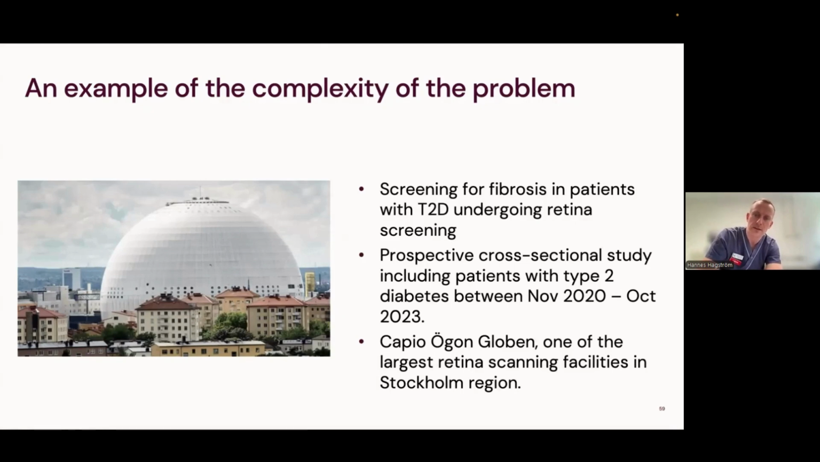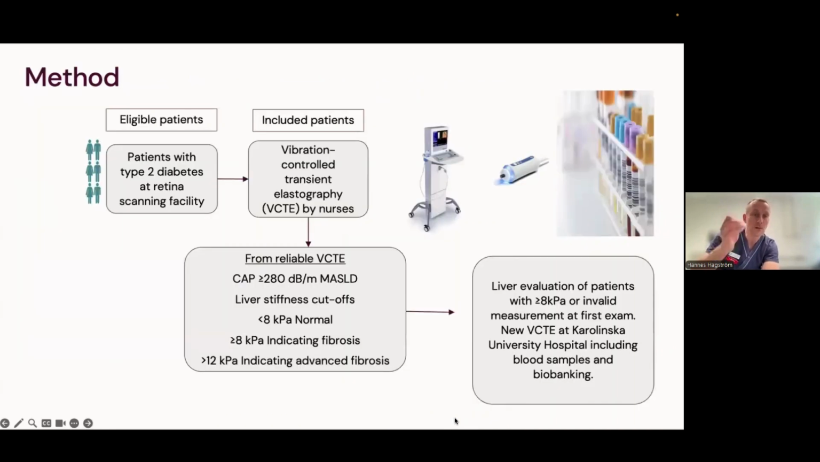So this was a prospective cross-sectional study, including patients with type 2 diabetes who underwent eye scanning to detect diabetic retinopathy at a place in Stockholm. These patients were eligible, the patients coming to this clinic, and they did VCTE by nurses. The patients who had more than 8 kilopascal or an invalid measurement at the first exam were referred to our institution, where they did a second exam, blood samples and biobanking.